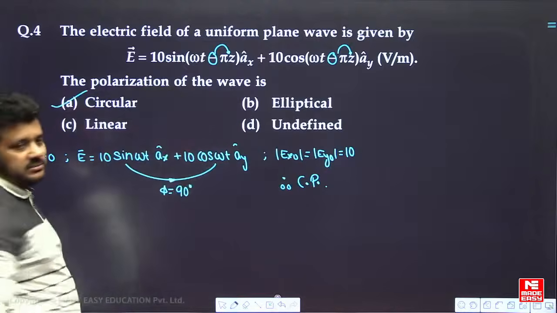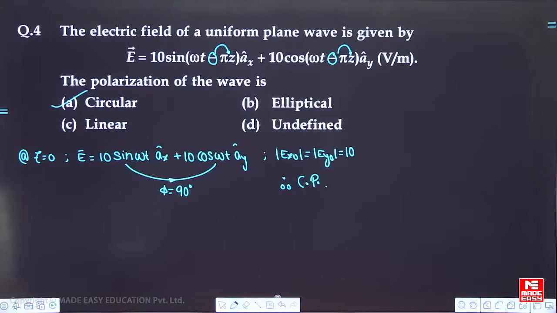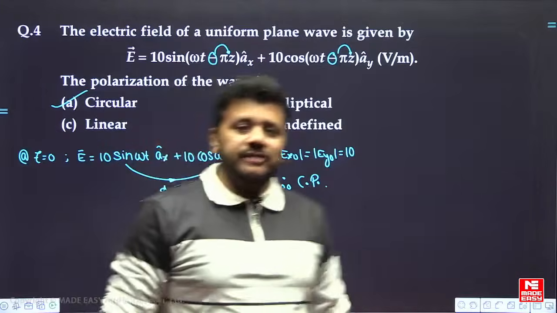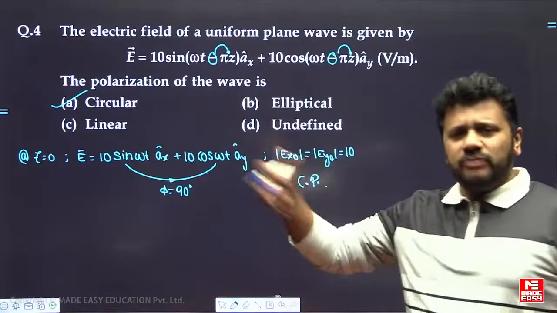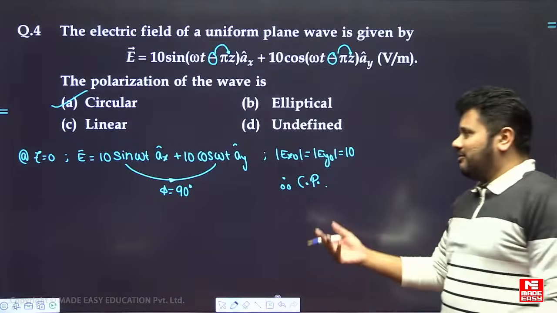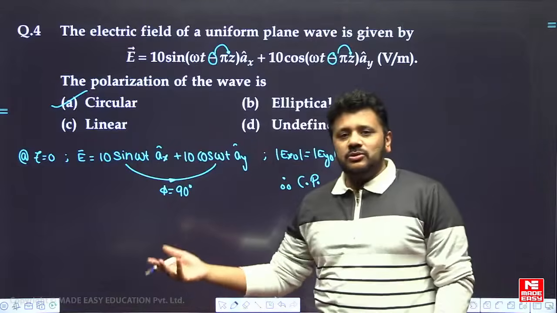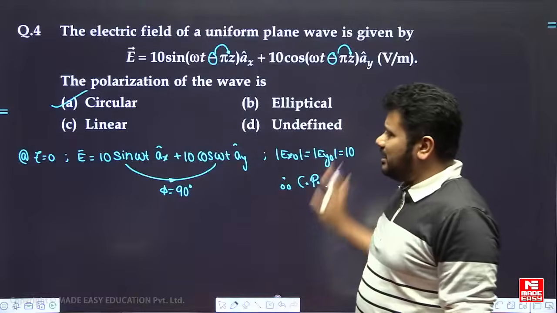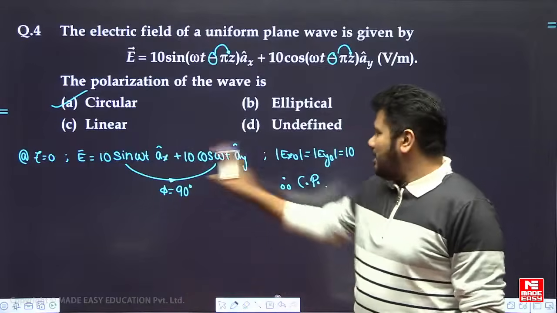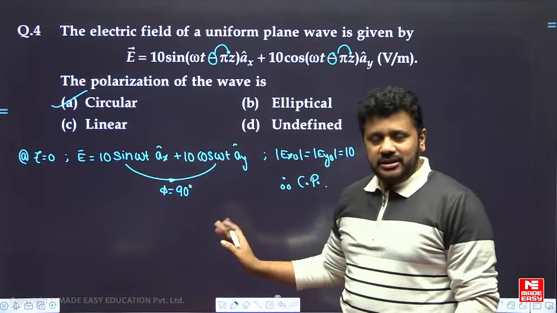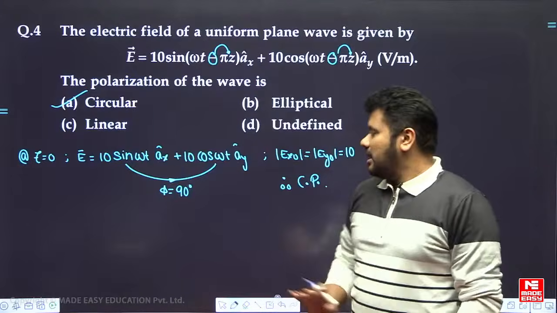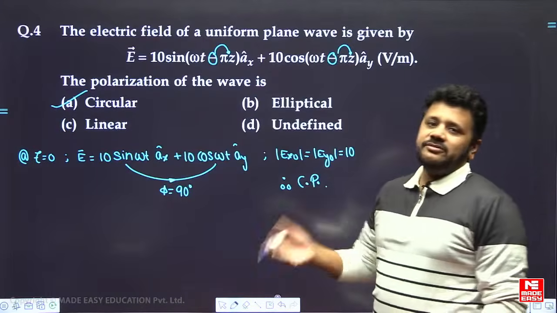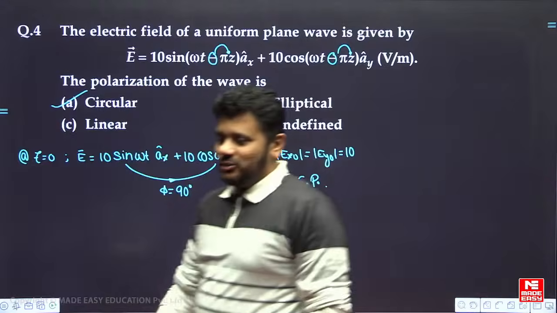The answer is clear, it is circular. But my question is, if it is circular, whether it is left circular or right circular. Even though it is not asked, we are going to extend this question to that level. It is very simple to analyze: amplitude same, phase difference of 90 degrees, so it satisfies the condition of circular polarization. My question to you is whether it is left circular or right circular. Let us see how many of you can answer it.